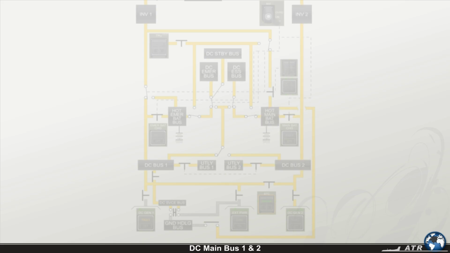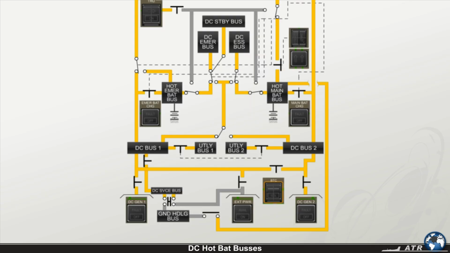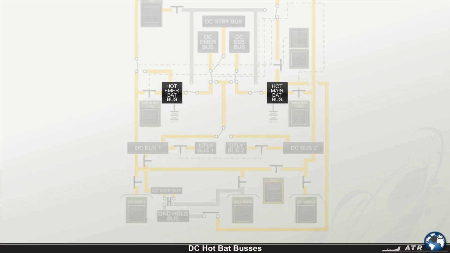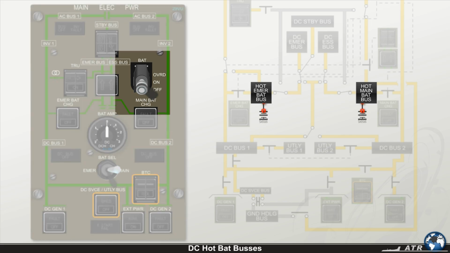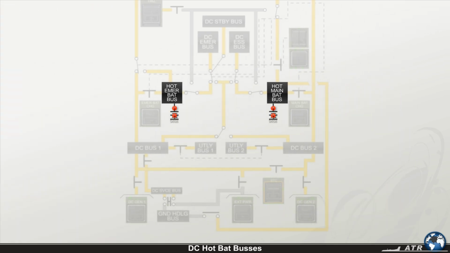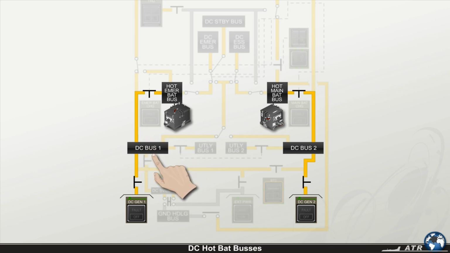Now let's proceed to the hot buses. We start with the first subgroup of buses, the hot battery buses. Hot means that the respective bus is permanently powered regardless whether or not the main battery switch is selected to off. Both the hot main battery bus and the hot emergency battery bus are directly connected to their associated battery. In normal conditions with at least one DC generator operative, the DC buses feed the hot battery buses, and the hot battery buses charge the respective battery.